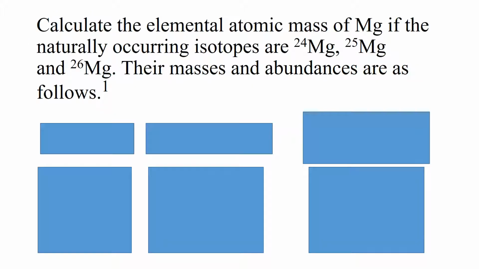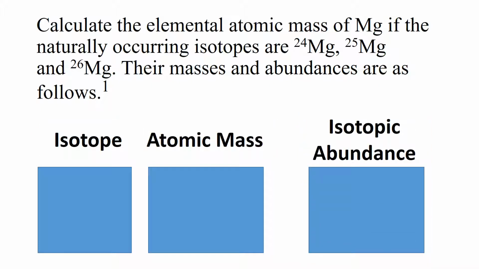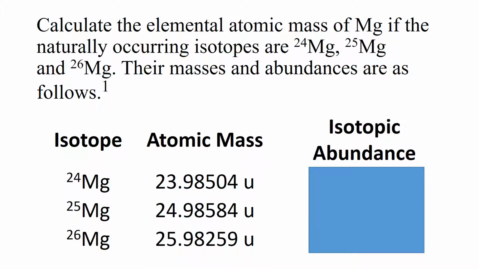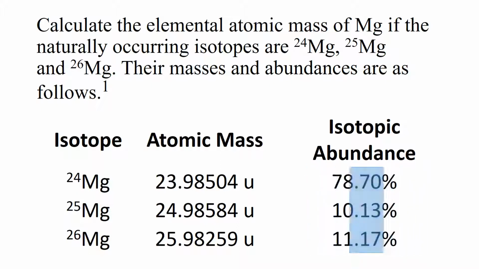Now, let's go through another example. Let's say calculate. I've got magnesium, and it's got these isotopes. Here are their masses, and here are their isotopic abundances. So here their atomic mass is really close to the mass number over here. But when you do the math, you would use this, and here are my isotopic abundances. All right.